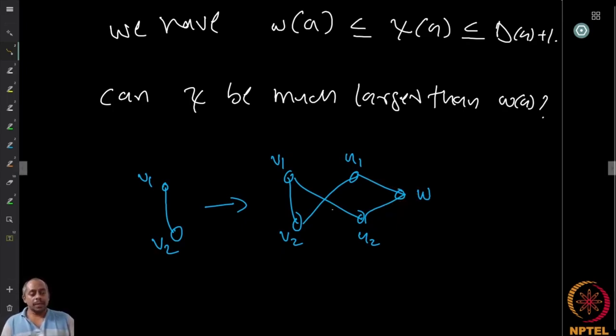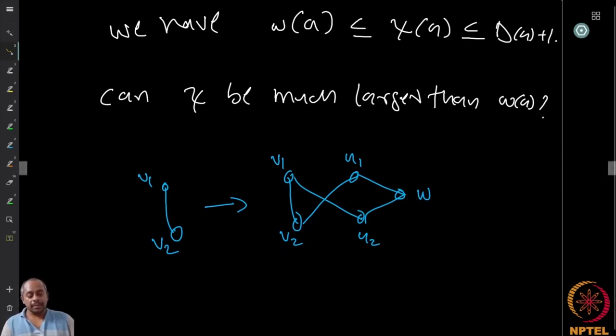Now the U_i form an independent set, right? That is immediately clear, because there is no edge between them, since they were not neighbors of any of these vertices before in this graph. So they form an independent set. When I add W to these, this is not going to create any triangle, because if it creates a triangle, there must be some edge here.